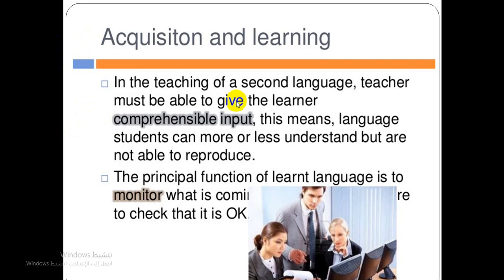This is because the learners have to think much more consciously about what they want to say. And here the principal function of learned language is to monitor what is coming from our acquired language production and may inhibit spontaneous communication.